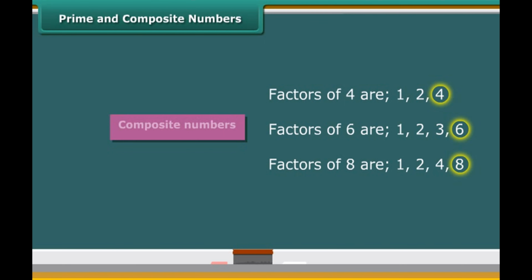2 is the smallest prime number. It is also the only even prime number. All other prime numbers are odd.